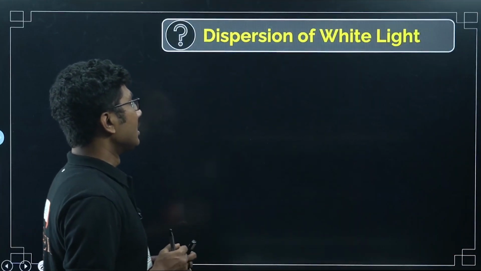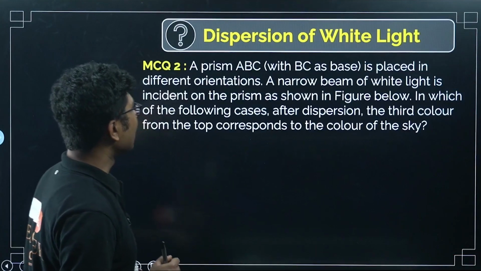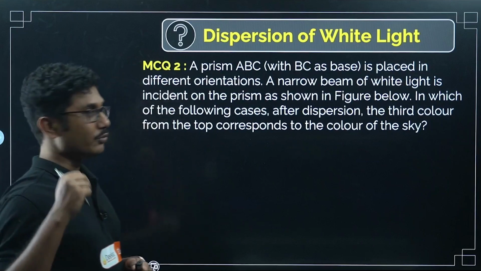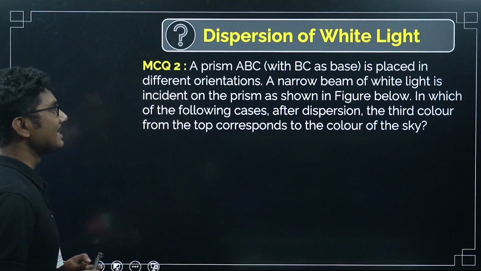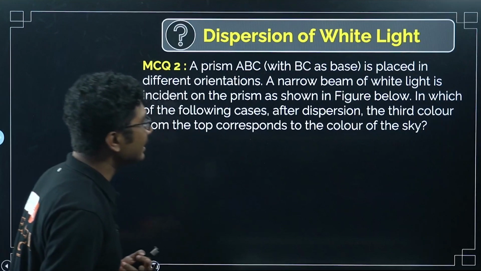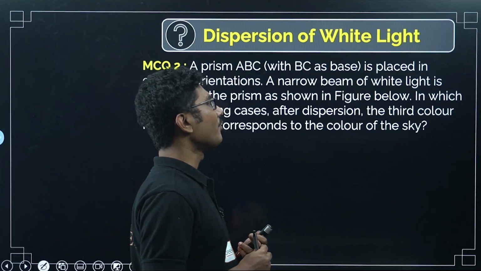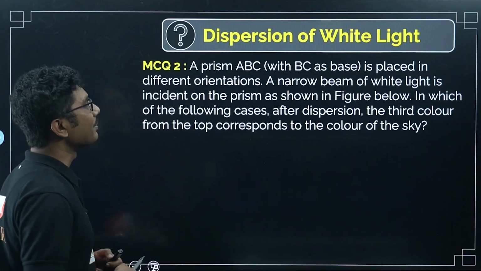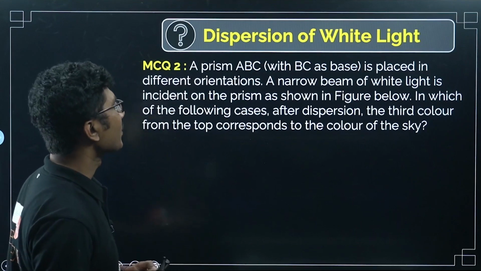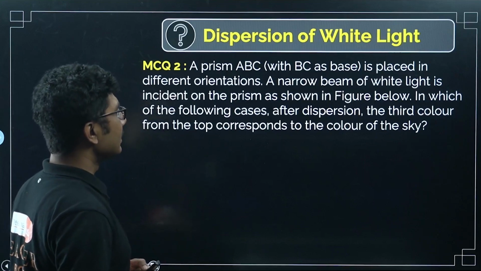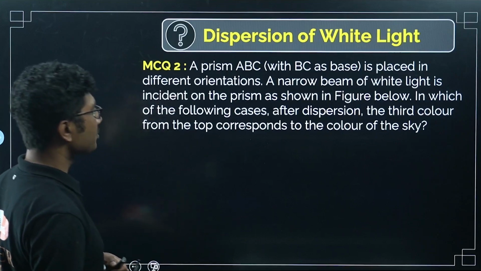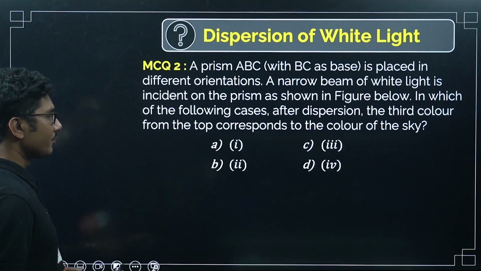Now, dispersion of white light. Let's look into some more topics from today's lecture. A prism ABC with BC as base is placed at different orientations. A narrow beam of white light is incident on the prism as shown in the figure below. In which of the following cases after dispersion, the third color from the top corresponds to the color of the sky? So very important.